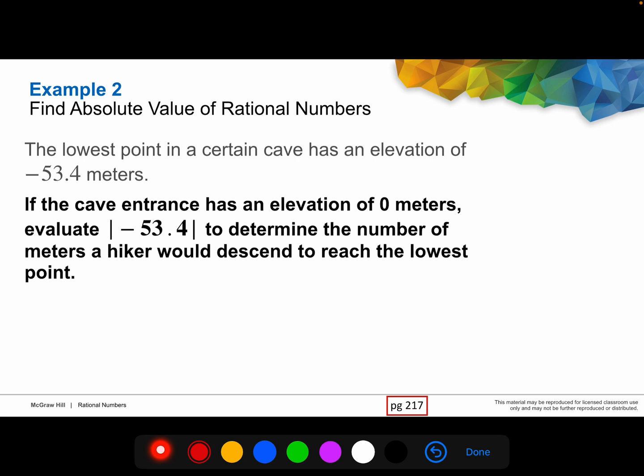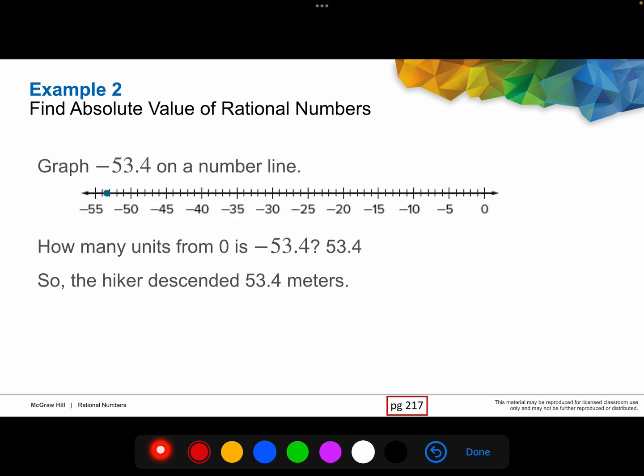So if the cave entrance has an elevation of 0 meters, evaluate the absolute value of negative 53.4 to determine the number of meters a hiker would descend to reach the lowest point. So again, we're going to graph this on a number line and see how many units from 0 is negative 53.4. So that gives us 53.4 units, or in this case 53.4 meters. Therefore, we can say that the hiker descended 53.4 meters.